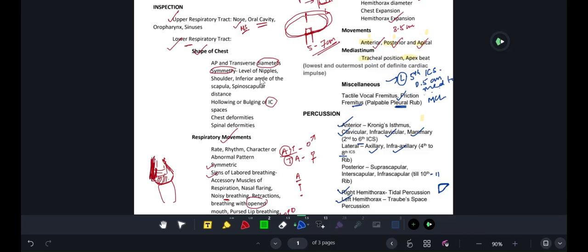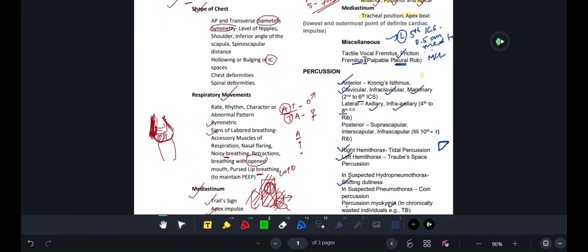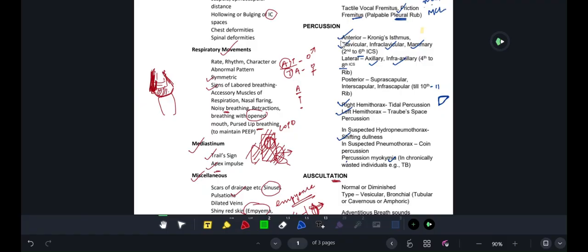And finally, we went on to also look for miscellaneous palpatory findings, which was any tactile vocal fremitus, which has to be equal on both sides, and friction fremitus. So when we ask the patient to say 111 and we feel by our ulnar border on those particular sides, which I showed you on the body, and the friction fremitus. And on percussion, we looked in the anterior area at the apex, which is Kronig's isthmus. And finally, we also looked at the clavicular area, the infraclavicular and the mammary areas, the axillary and the infra-axillary areas, posteriorly in the suprascapular, interscapular and infrascapular areas.